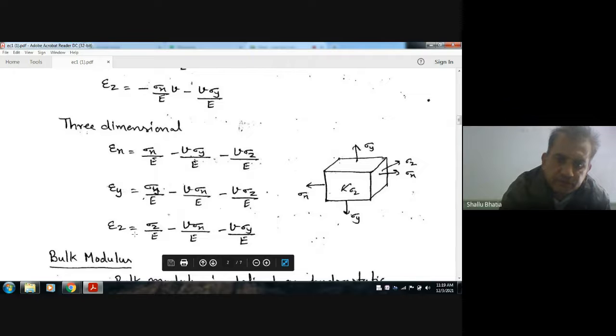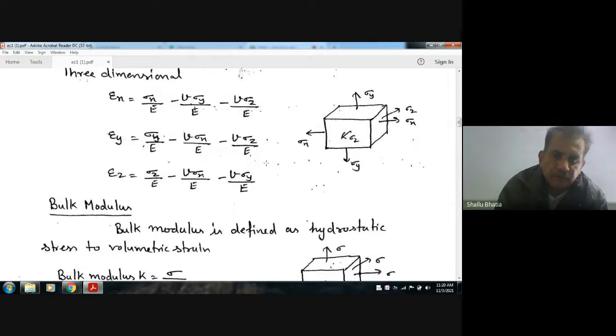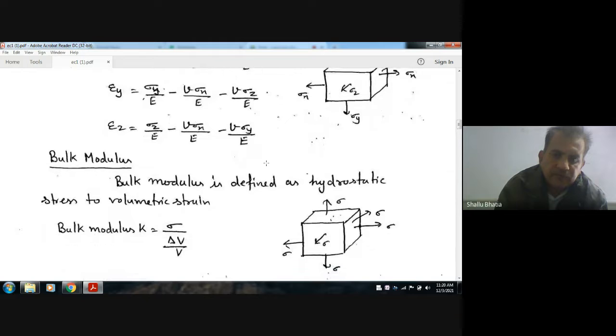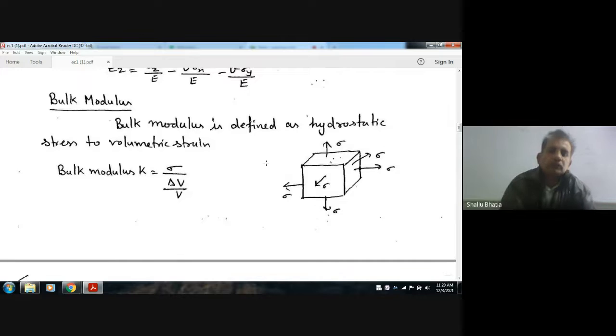Okay. Similarly, sigma z will cause direct strain or longitudinal strain in the z direction and lateral strain in the x and y directions. Okay. Next definition is bulk modulus. Bulk modulus, that is the core constant, okay, after E, G, and mu.